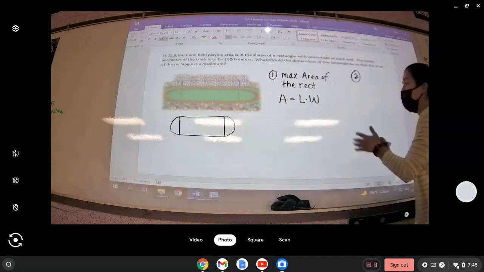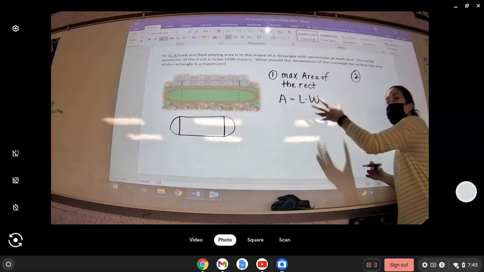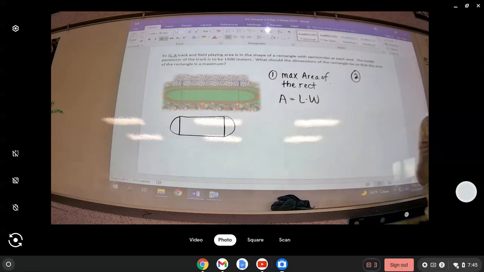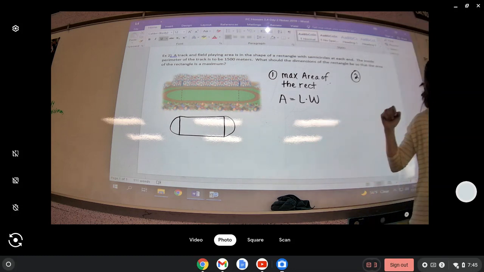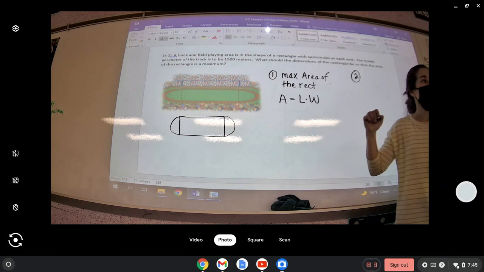Goal number 2 is we need a relationship between L and W so that I can write the area either all in terms of the length or all in terms of the width. We don't want the formula that we're trying to maximize to have more than one variable living inside of it. So we need a relationship between L and W. We're going to have to use the perimeter. So P equals 1500, and 2L plus 2W equals P, which is 1500.